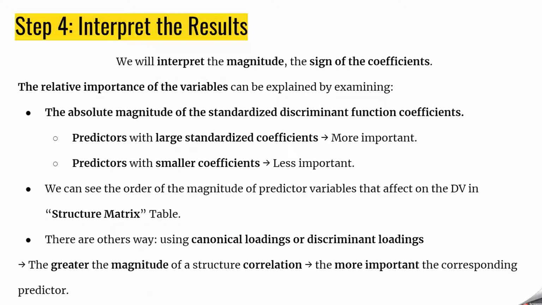You also can see the order or rank of the magnitude of the predictor variables that affect the dependent variable in the structure matrix table in SPSS. I will show you later. There is also another way to identify the importance of a variable, by using the canonical loading and discriminant loading. The greater the magnitude of the structural correlation, the more important the corresponding predictor.